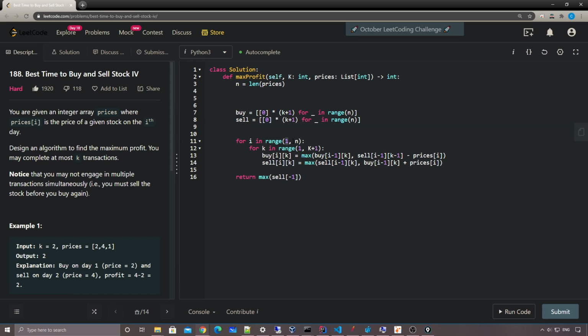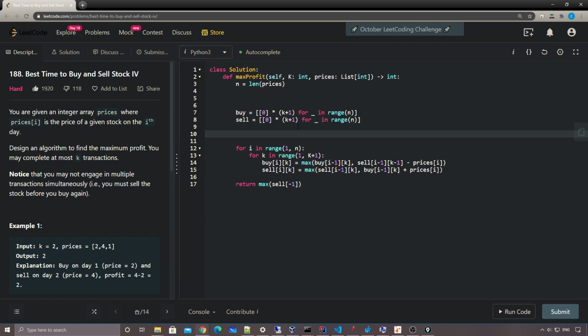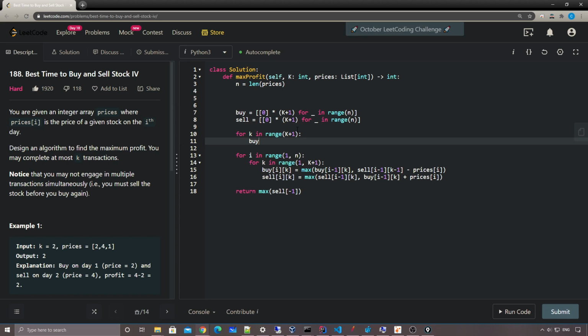Since we're starting from one here, we have to initialize the zero case. And since we have two dimensions, for each k, so for k in range K plus one, sorry, this should be an uppercase K. For these, we want to initialize buy[0][k].